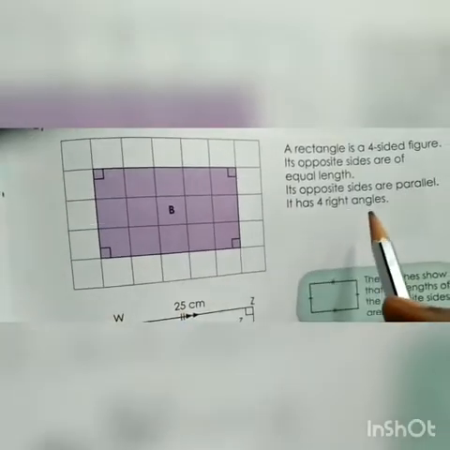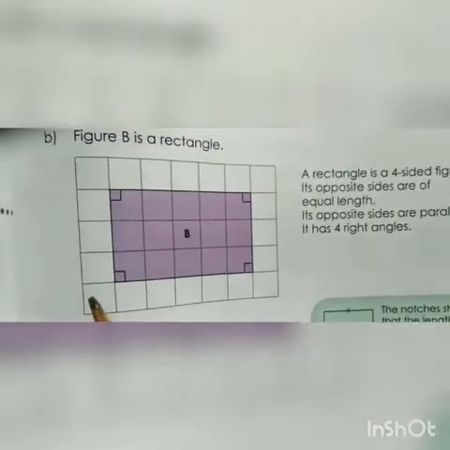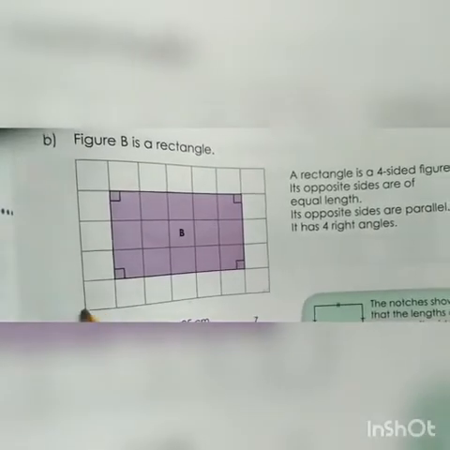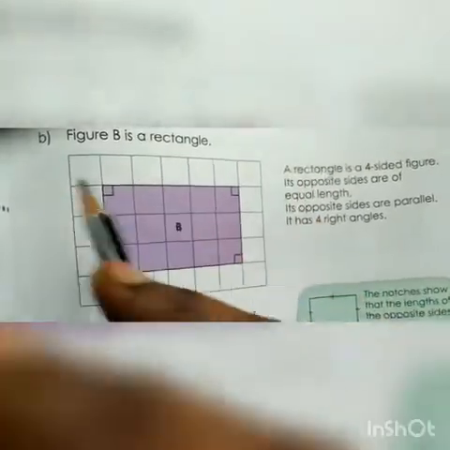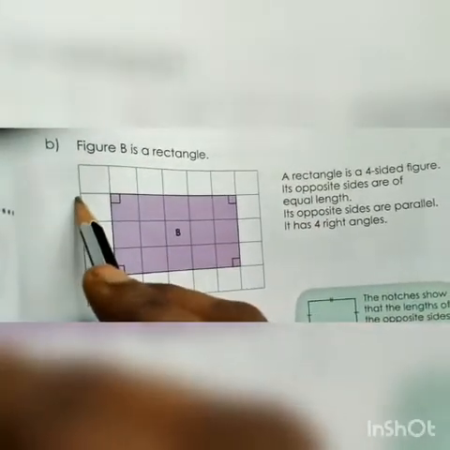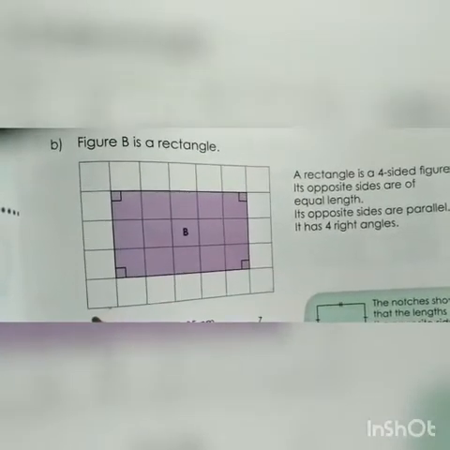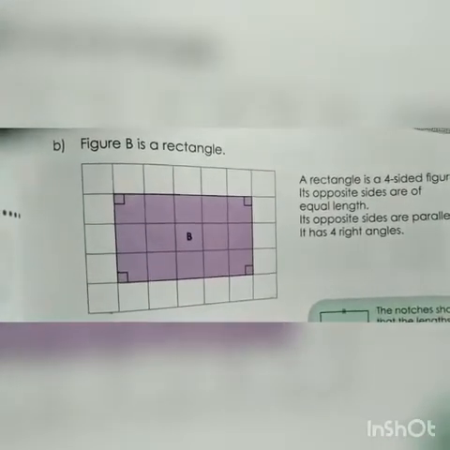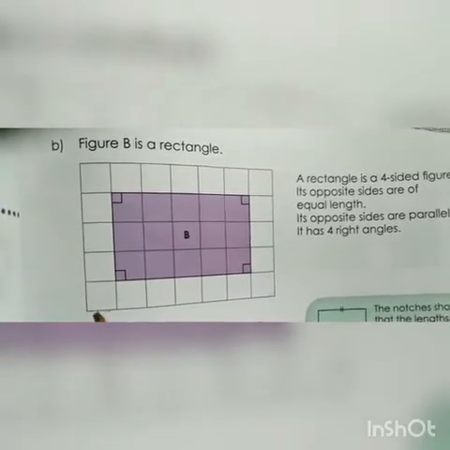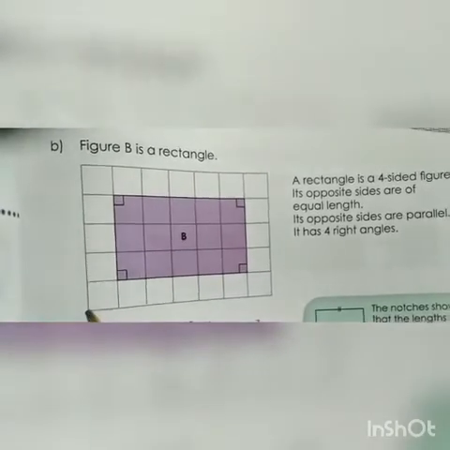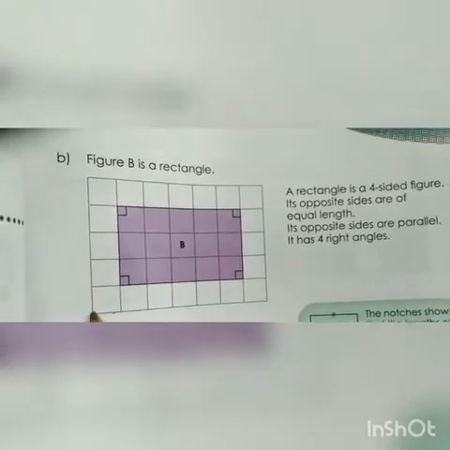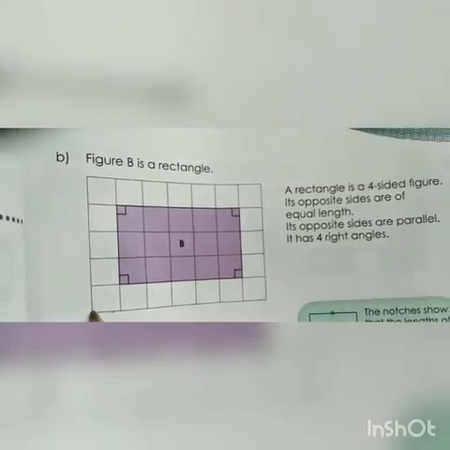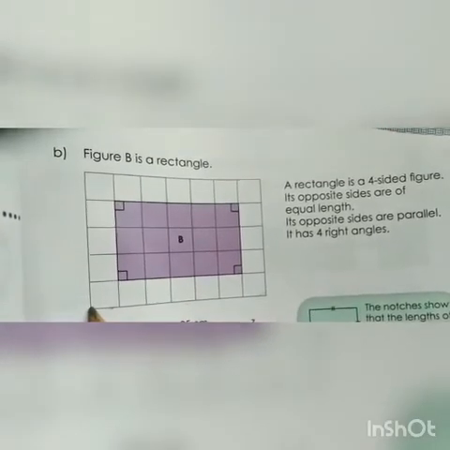It has four right angles. As I said already for a square, all the corners have an L shape, right? Here also we get an L shape. This corner also, and this corner also. So if the corners have an L shape, we call that a right angle, and the angle for that is 90 degrees. If the angle point is of L shape and the two lines intersect at the same point, then we call it a right angle, 90 degrees.